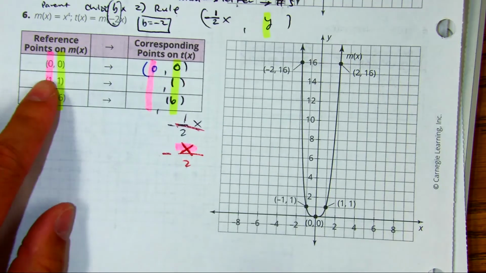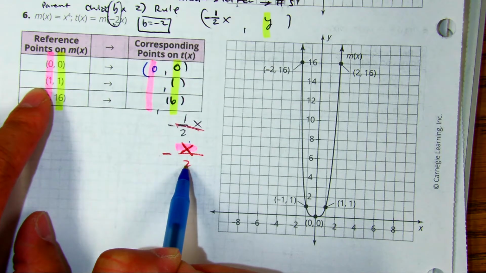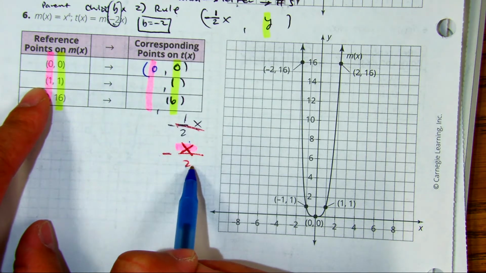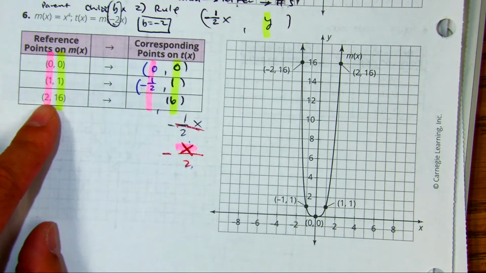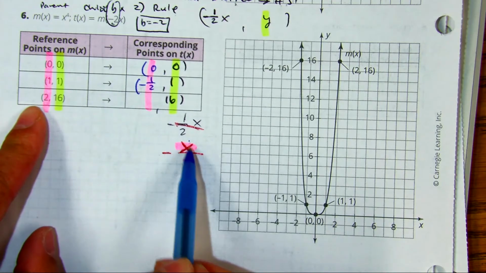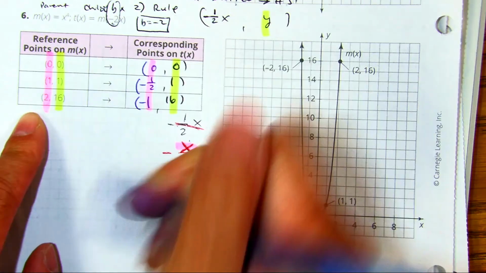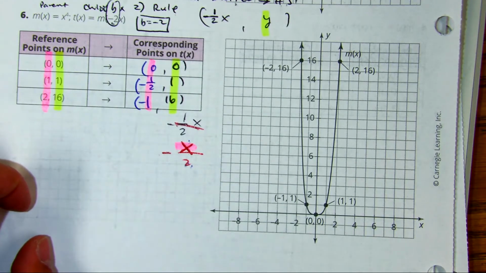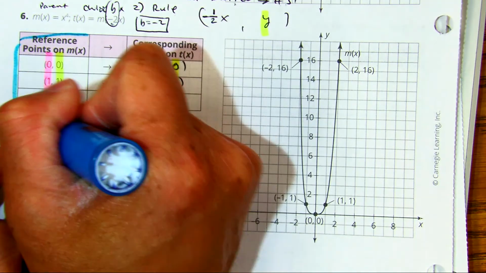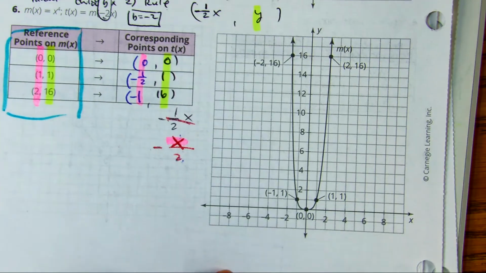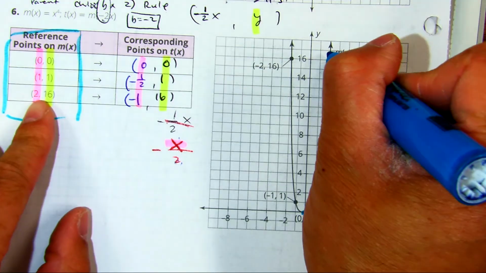Now let's do 1. Class, 1 divided by 2. Opposite of positive 1/2. -1/2. Let's try 2. Class, 2 divided by 2. Opposite of 1. -1. Alright, we already have the parent function, but I just want to remind you how they got the other points. So this is 0, 0, and of course 1, 1, and 2, 16.